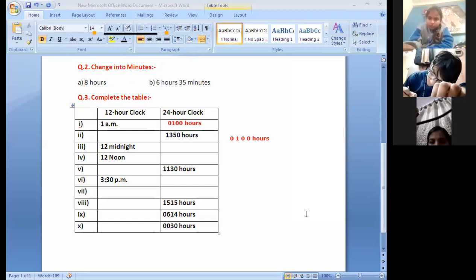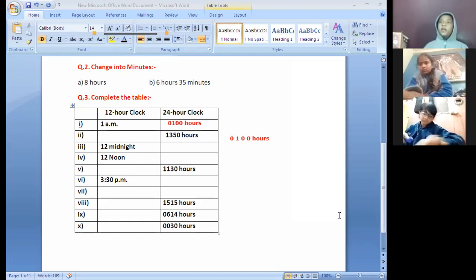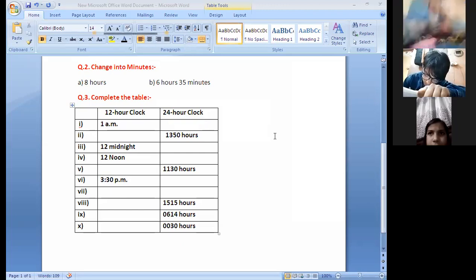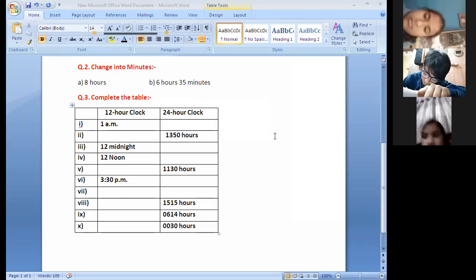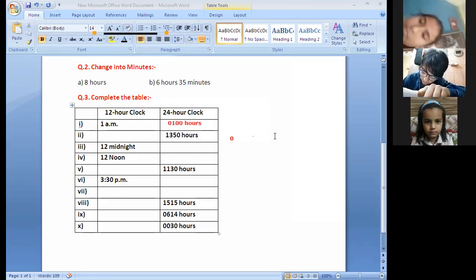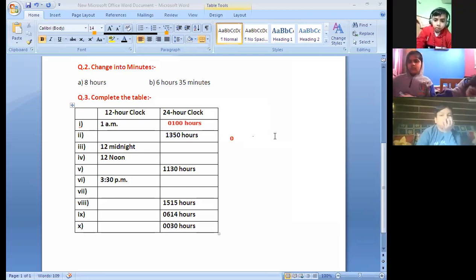Okay. So now, Ishika, can you tell me the second one? What is already given here and what we have to find out? Ma'am, already given is the 24-hour clock. Okay, very nice. And we are going to find out what? The 12-hour clock. Okay, so can you convert it?